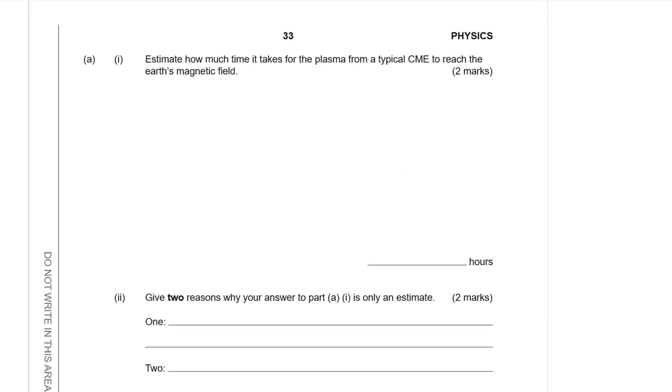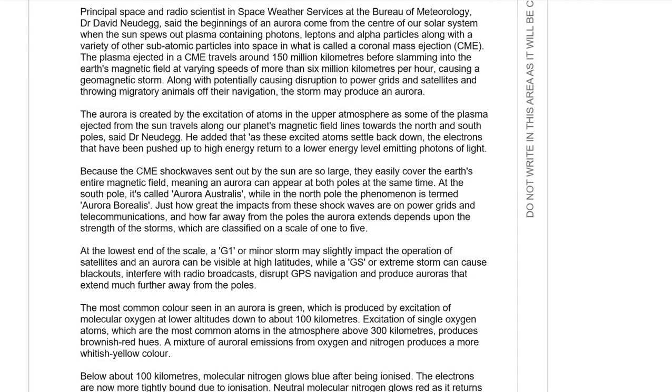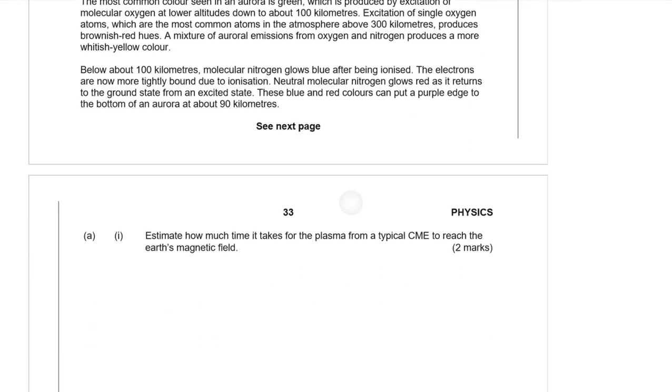So you've got some information here. I think in the article it says that it travels around, I was trying to highlight it here, around 150 million kilometers before slamming into the Earth's magnetic field, and it tells you how fast it's going as well. Okay, so let's put that information in to make our estimates.